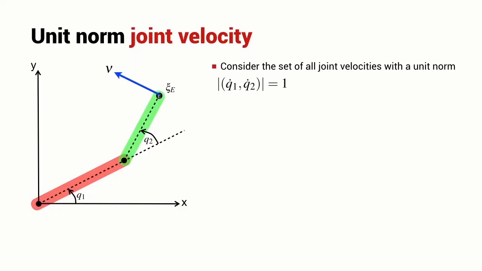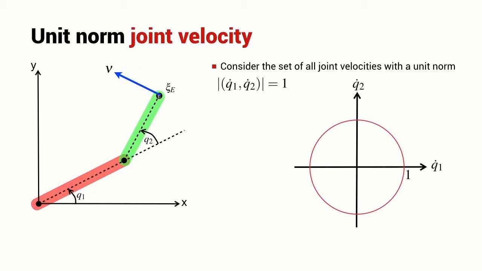Here again is our simple two-link planar robot. And what we're going to do now is to consider the end effector velocity as a function of a very specific set of joint velocities. And that's the set of joint velocities that have got a magnitude of 1. We can think about this geometrically. What we're interested in is the set of all velocities that lie on this red circle.